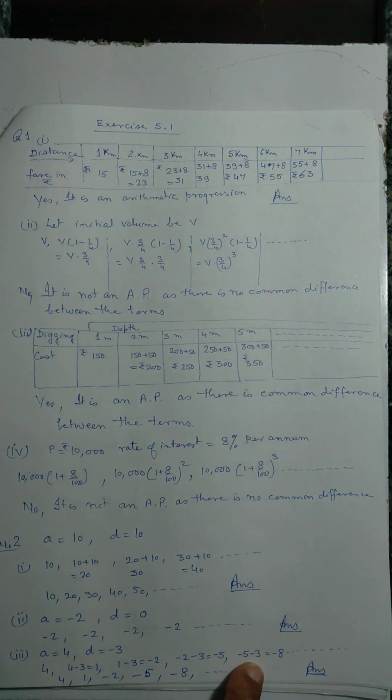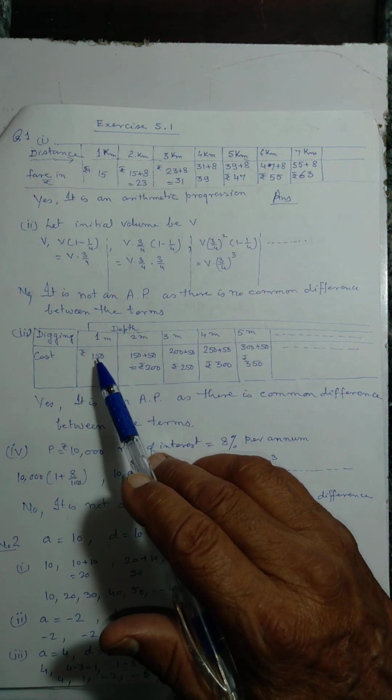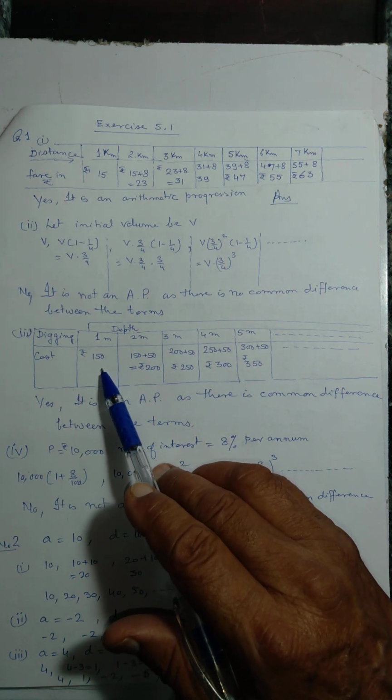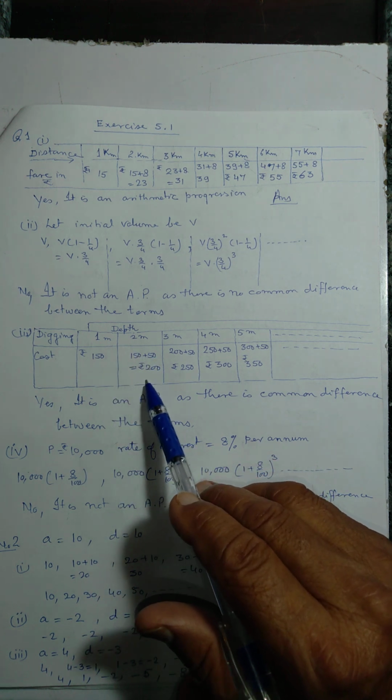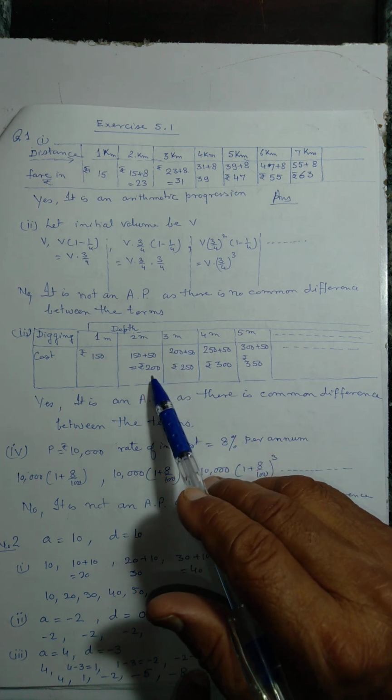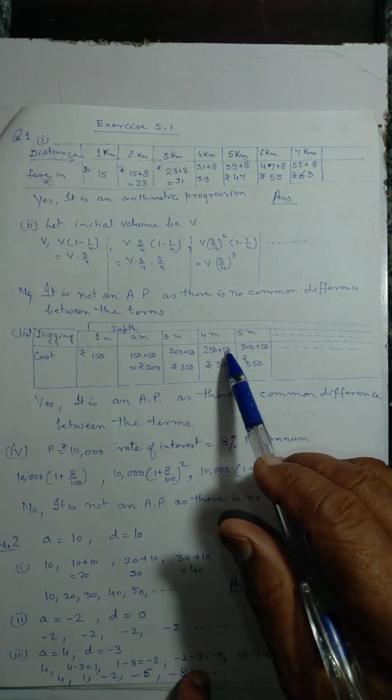Now see the third part. The cost of digging a well after every meter of digging, when it costs rupees 150 for the first meter and rises by rupees 50 for each subsequent meter. Means the initial 1 meter cost will be 150 rupees. For the next, that is for 2 meters, it will be 150 plus 50. For 3 meters, again 200 plus 50. For the 4th meter, that is 250 plus 50.